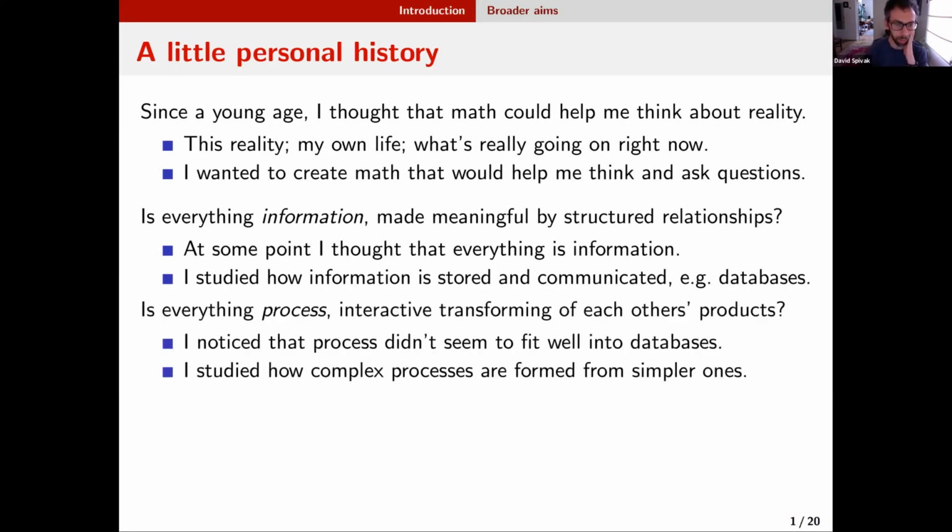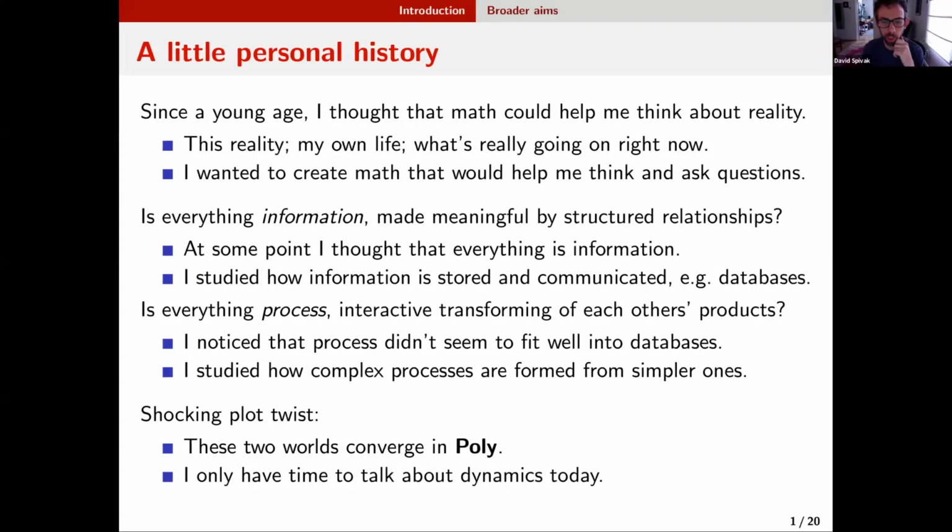But when I tried to get process and recipe and things like that into this database and information world, I had a real hard time making it fit well. Somehow the database queries weren't helping me understand the process as it transformed. So I started thinking, maybe everything's process, and there's this interactive transforming of each other's products into new things. How are complex processes formed out of simpler ones? And in a shocking plot twist, these two worlds converge in a single category called poly. That doesn't mean it subsumes all of it, but it has some really interesting aspects of both. I'll only have time to talk about the dynamics today, but it also has this whole database side to it.